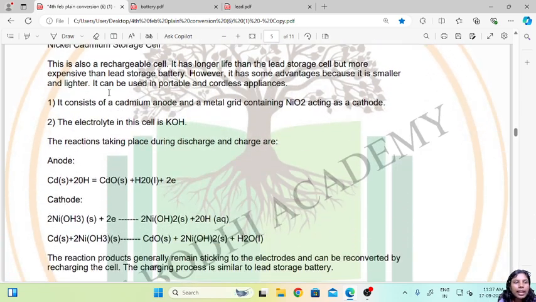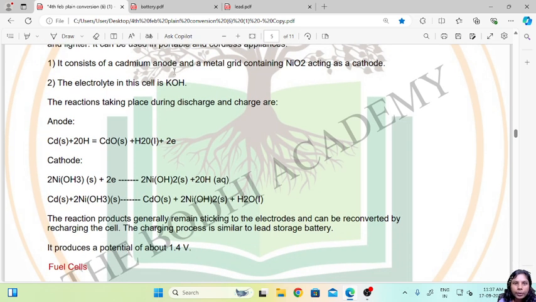Now next, let's look at the nickel and cadmium storage cell. This is also a rechargeable cell, but it has a longer life than the lead storage cell, but it is also more expensive than the lead storage battery. However, among its advantages, because it is smaller and comparatively lighter, it can be used in portable and cordless appliances. It consists of a cadmium anode and a metal grid containing nickel oxide that acts as the cathode. So here in nickel cadmium we have cadmium at the anode and nickel oxide at the cathode.